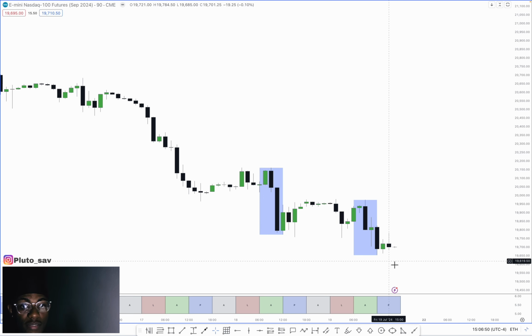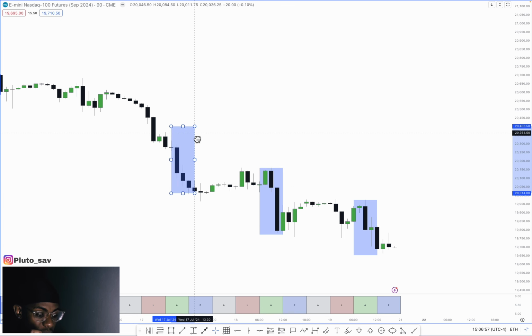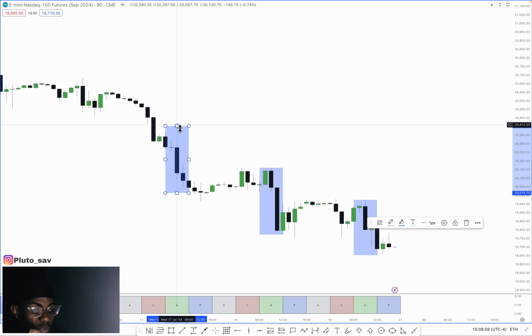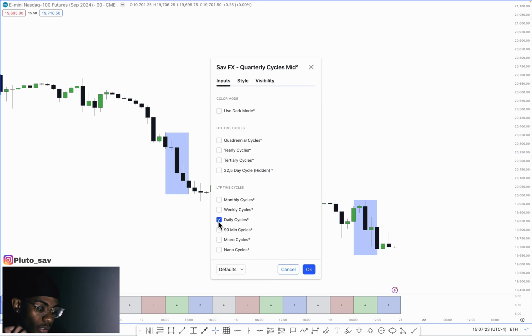This is the constant distribution of what price is constantly doing. The easiest one to identify is always going to be Q3, especially when you're trading futures or US-related asset classes. If you pay attention to these three relative cycles, you'll notice we have Q3 right here, Q3 right here, and Q3 right here. Different days. This is basically sessions, because right now we are on the daily cycles.